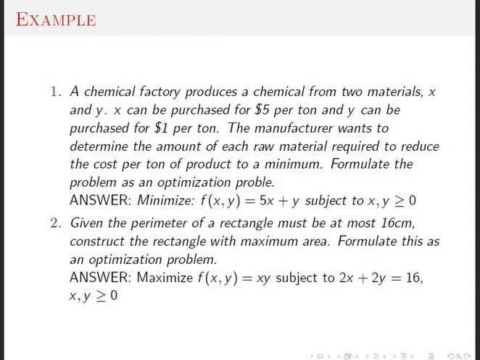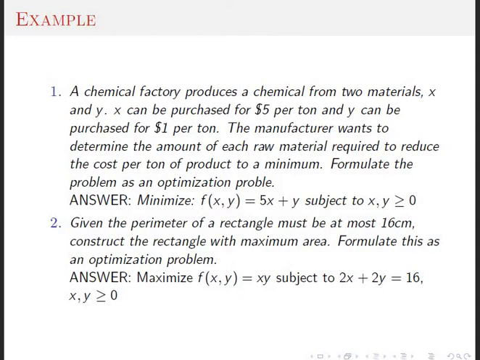Let us consider another example here. Given the perimeter of a rectangle as 16 cm, we have to construct a rectangle with maximum area. Since we have to maximize the area, the objective function can be expressed as maximize f of x y equals xy, where x and y are length and breadth respectively. Here, the constraint is that the perimeter of the rectangle should be 16. Hence, it is expressed as 2x plus 2y is equal to 16.